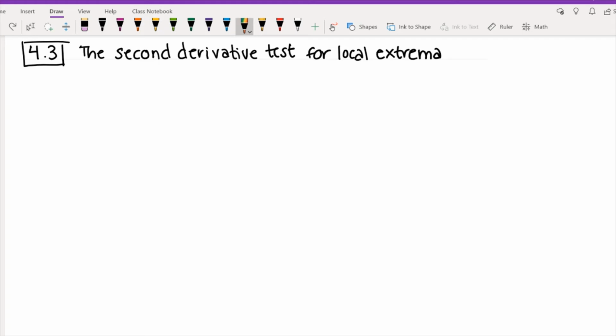Hi everyone. So today we're going to be talking about another way to determine whether a function has local maxima or local minima. So remember this word extrema here. This is basically just a way of grouping together local maxima and local minima into one word. So that's what that word means.